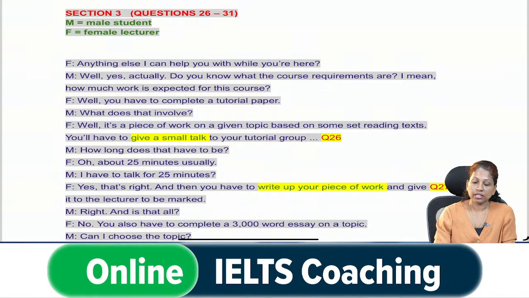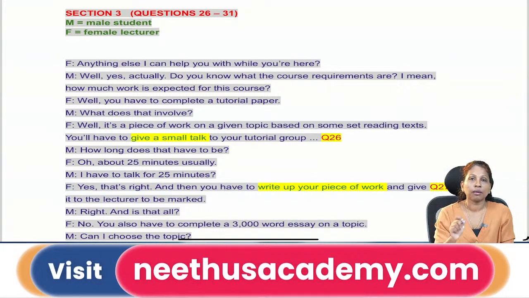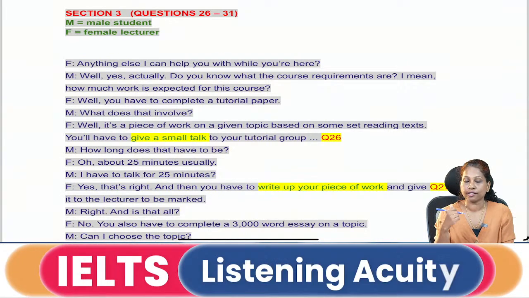So as a first thing he is asking how much work is expected for this course. For the reply of that, the female says, well, you have to complete a tutorial paper. There comes your subheading, tutorial paper, what we are looking for, right? Course requirements, first subheading was tutorial paper, right? So we have to get 2 blanks for that particular subheading.